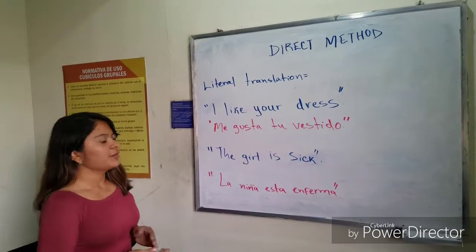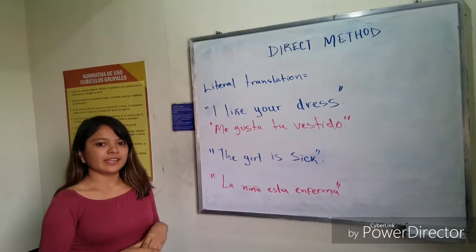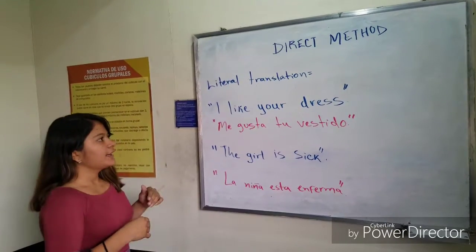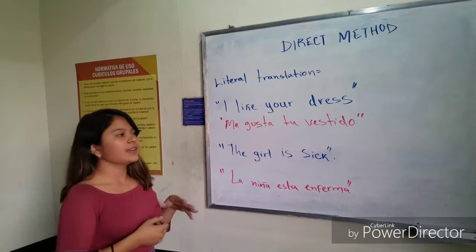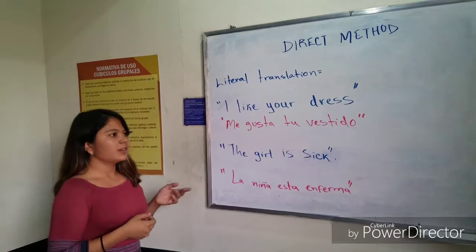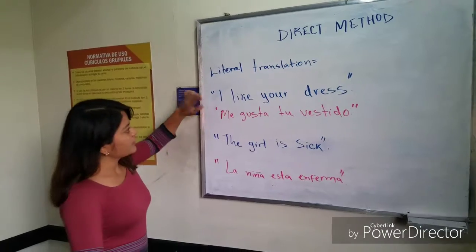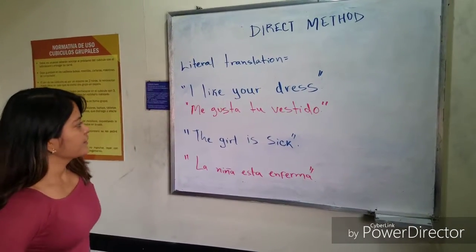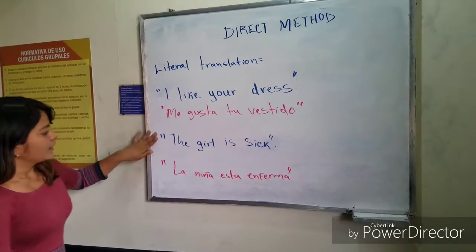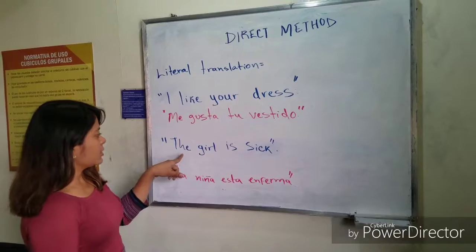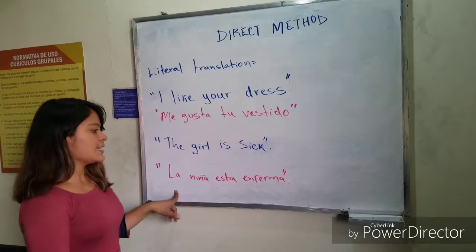The third translation method is literal translation, and is the idea of translating word for word in a way that doesn't alter the meaning. It is considered an unacceptable use of literal translation by two scholars. So the examples are, I like your dress. Y en español es, me gusta tu vestido. The next sentence in English is, the girl is sick. And in Spanish, la niña está enferma.